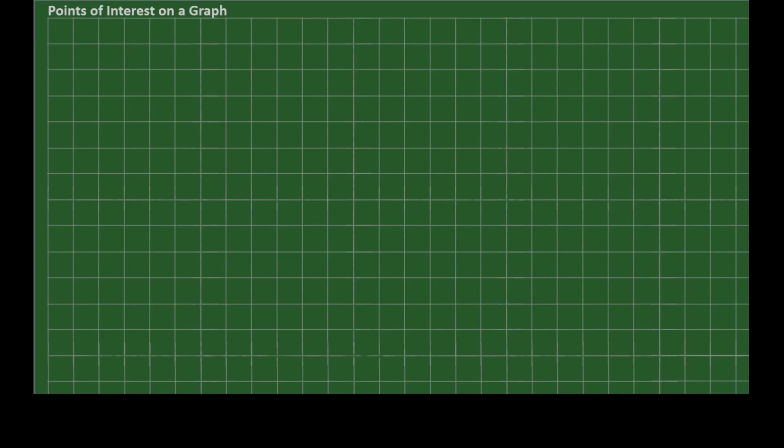Hello good people, I'm going to talk about points of interest on a graph. By points of interest, I'm referring to the x and y intercepts as well as the point of intersection. What they represent is contextual. It depends on the given scenario.